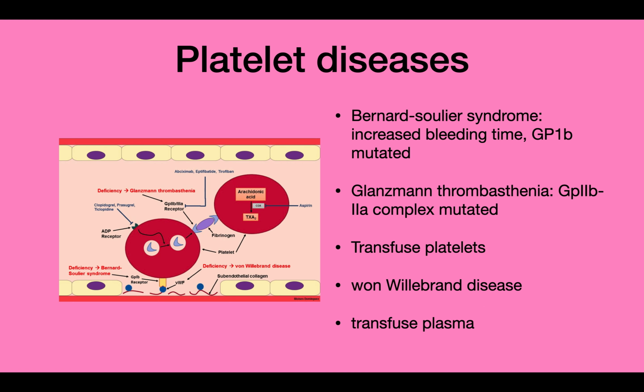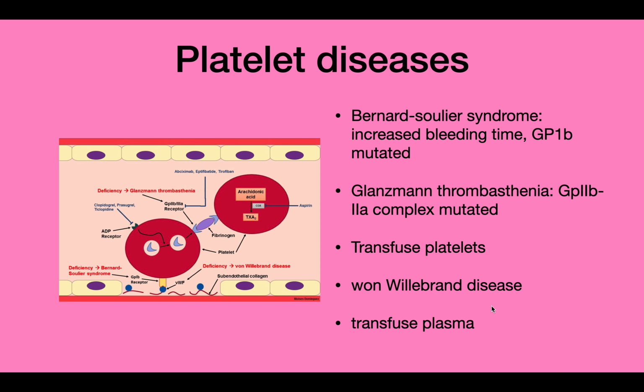Okay, so diseases. Bernard-Soulier syndrome, it's going to be diagnosed by increased bleeding time. GP1B is going to be mutated. In Glanzmann thrombasthenia, GP2B3A is going to be mutated. And to treat both of them, you transfuse the platelets. This is a problem with the platelets.